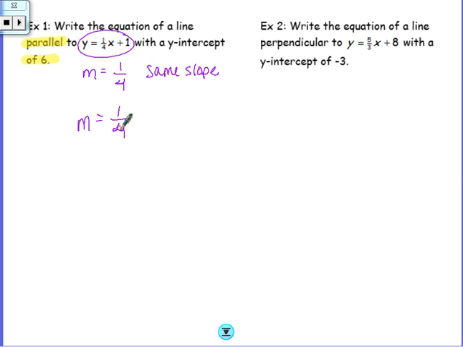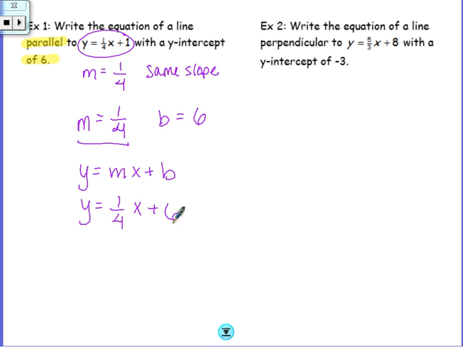Well, now I need an equation of a line with a slope of 1/4 and a y-intercept of 6. That's my B. So if I have a slope and a y-intercept, then I could use slope-intercept form. And my final answer would be y equals 1/4 x plus 6. This line is parallel to this line. They have the same slopes and different y-intercepts.